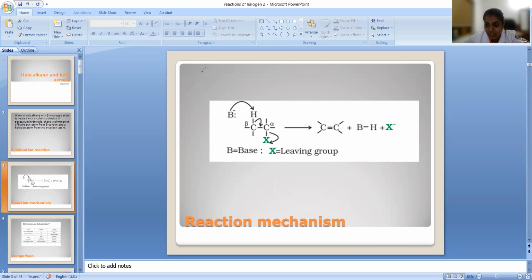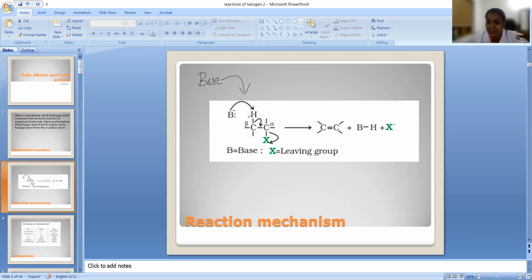A base, not a nucleophile, very important. Here a base is coming towards this haloalkane. So what is happening? What is a base? A base means a substance which will accept H plus ions, right? So this is coming to accept an H plus ion from this haloalkane.